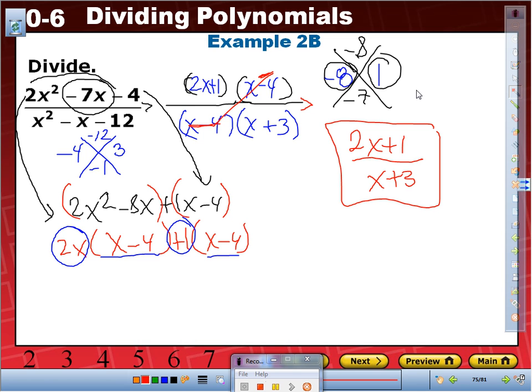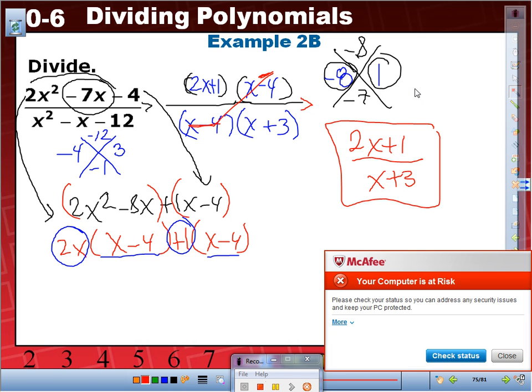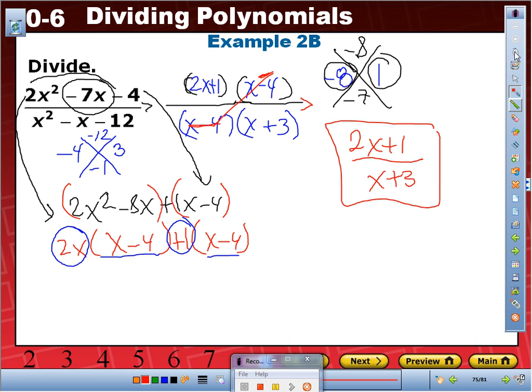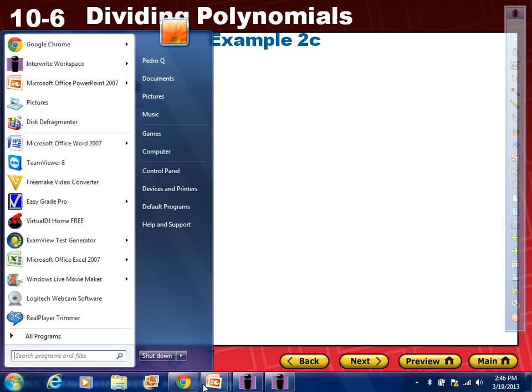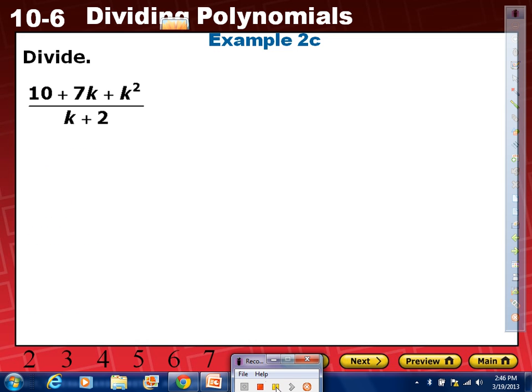Example 2C. Let's see if you can do this one by yourself. Get it? 2C? Yeah. See? All right. You got 40 seconds for this one? Yeah? Because it's an easy one. Go. Divide 10 plus 7k plus k squared over k plus 2. Go.